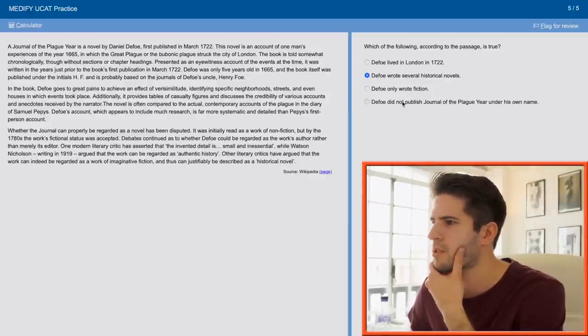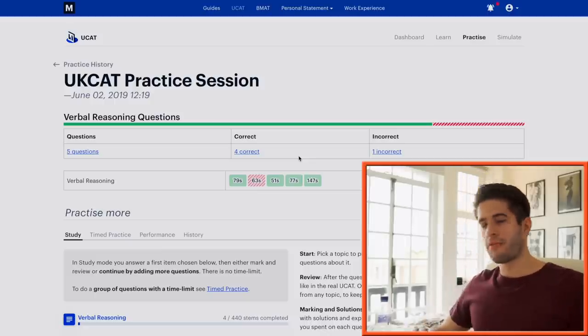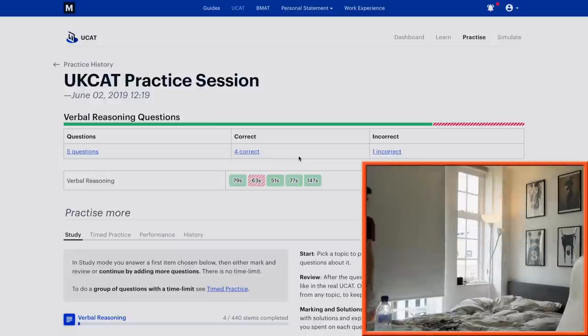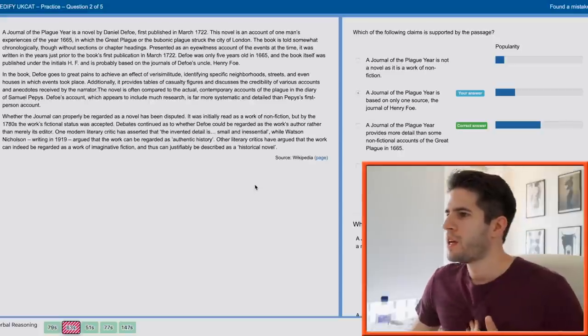Alright, I'm gonna go with this one. Let's see how we do. Alright, cheeky 4 out of 5. Before I check that, let me just close a blind because everything's going yellow. Alright, that should fix this issue. Let's see what we got wrong.